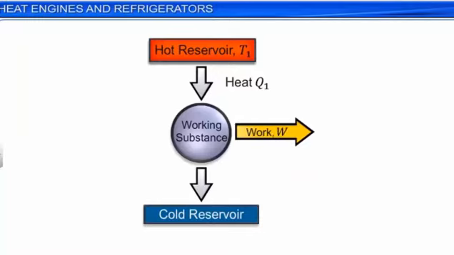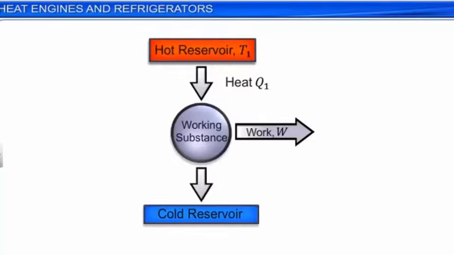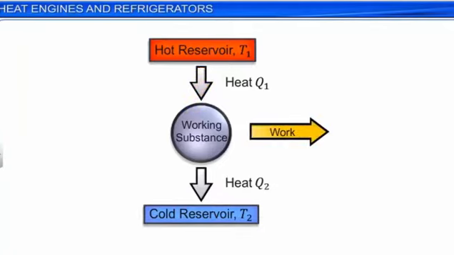At the end, the working substance rejects some heat to a cold reservoir, maintained at a low temperature, say T2. Let the heat rejected to the cold reservoir be Q2. Again, the working substance goes through the same cycle. To get the required mechanical energy, the working substance goes through the same cycle repeatedly.